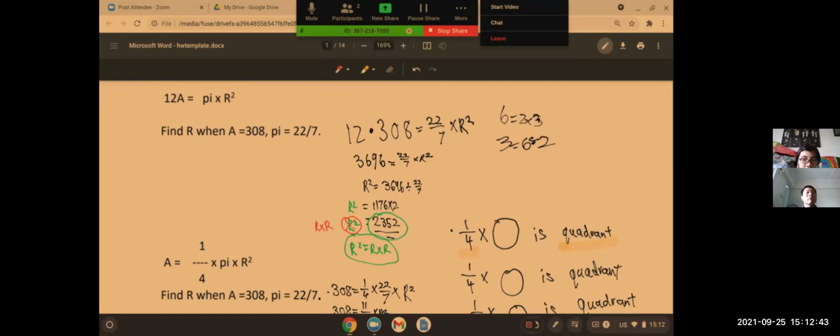So basically now the equation becomes, so what you end up with? R times R and then equals 2352. Yes, write this equation on the left.